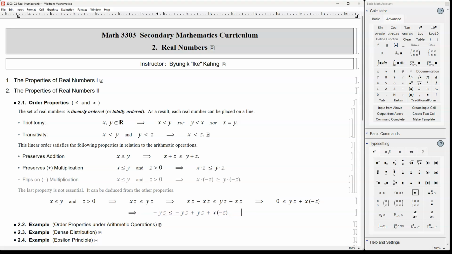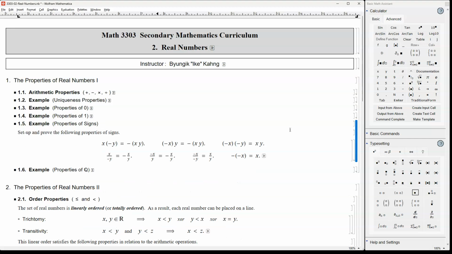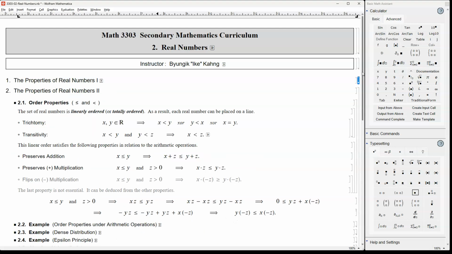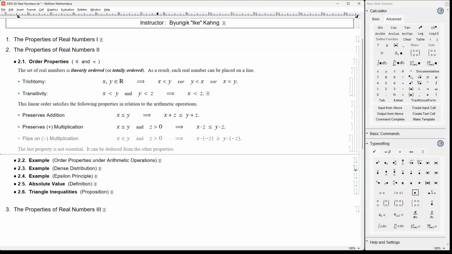So negative yz is less than or equal to x times negative z, but we do the same thing. What is negative yz? The additive inverse of y times z, that's equal to y times negative z. Remember doing this? We did it here in this problem. Remember this? Yeah, these. Okay, the details are left to the students.